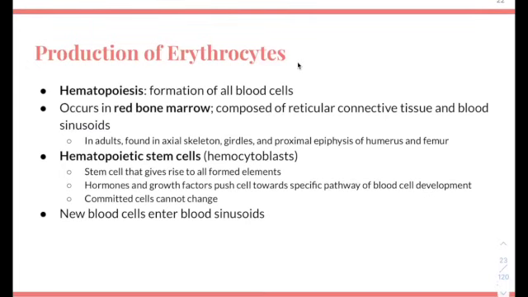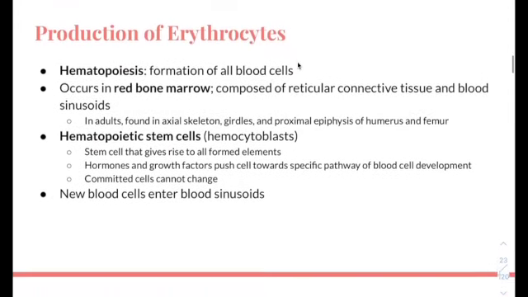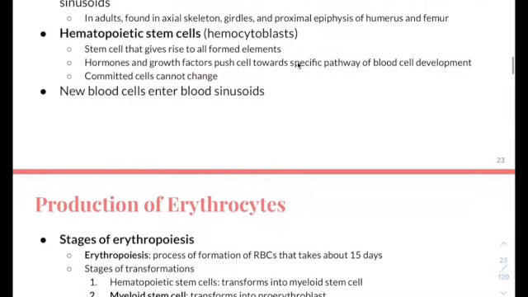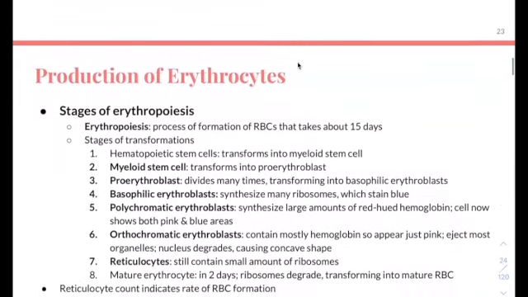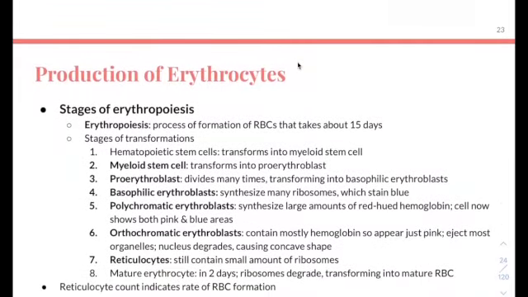Once the blood is formed, those matured red blood cells that are anucleate, they don't have a nucleus or any organelles at all, enter the blood in sinusoids to be transported around the body as old red blood cells are taken out of the system. There are technically 8 stages of erythropoiesis that make red blood cells. Those 8 stages take 15 days.